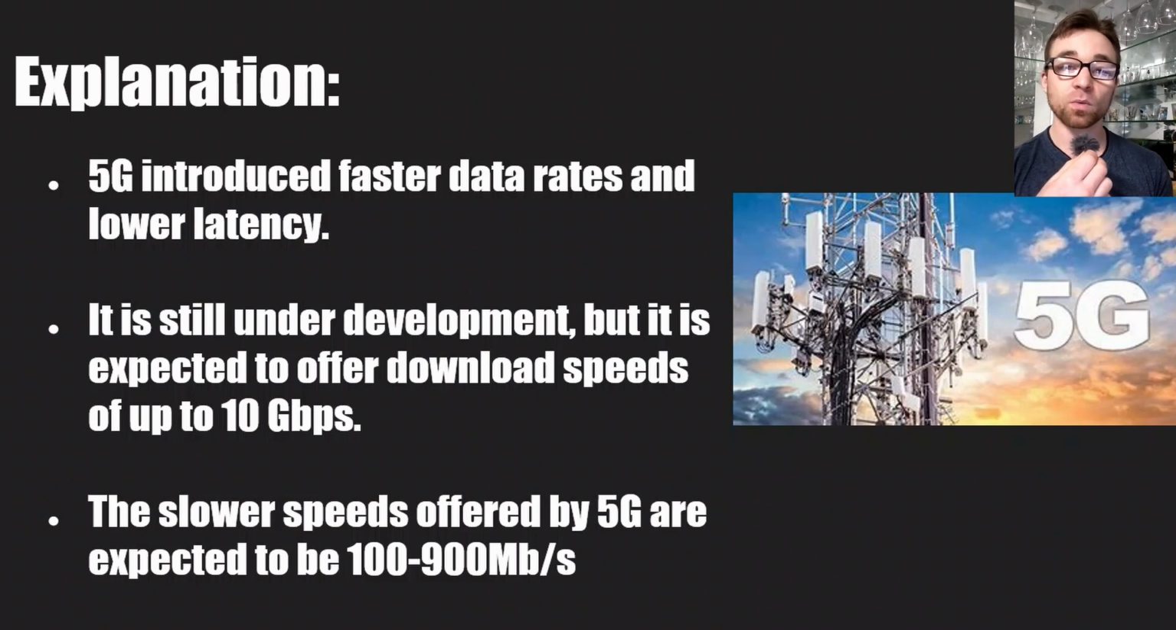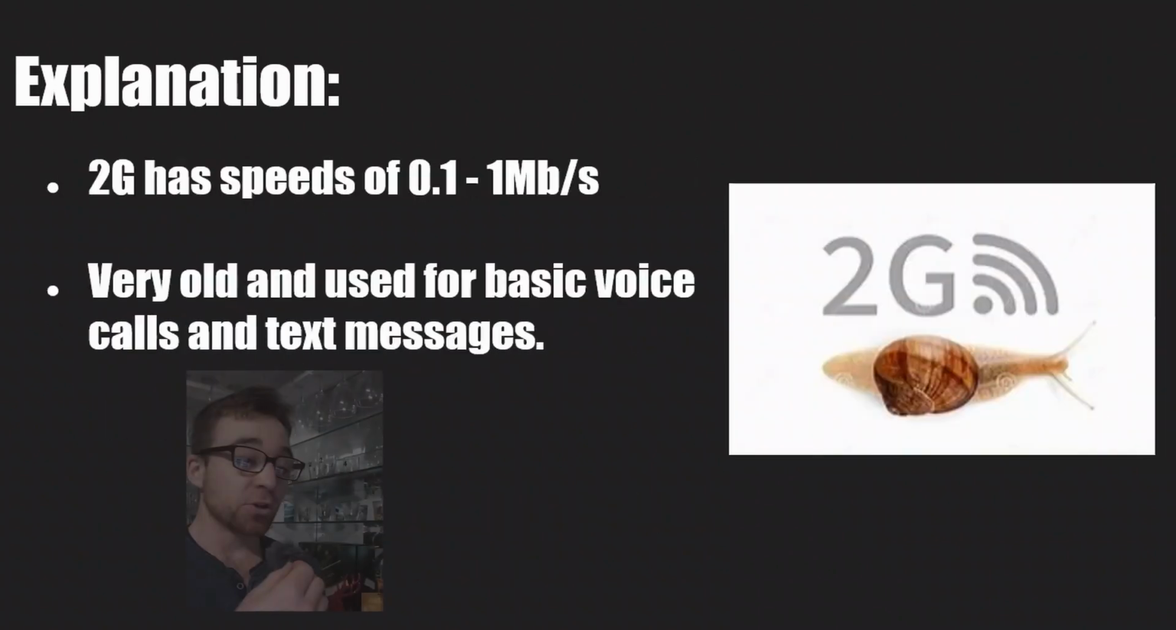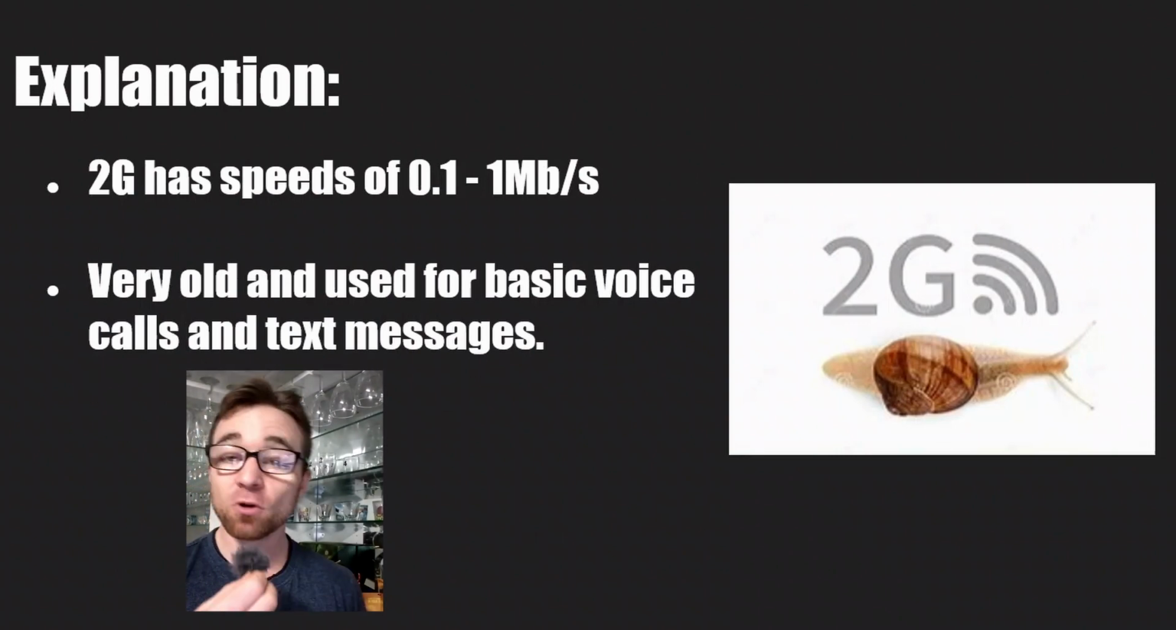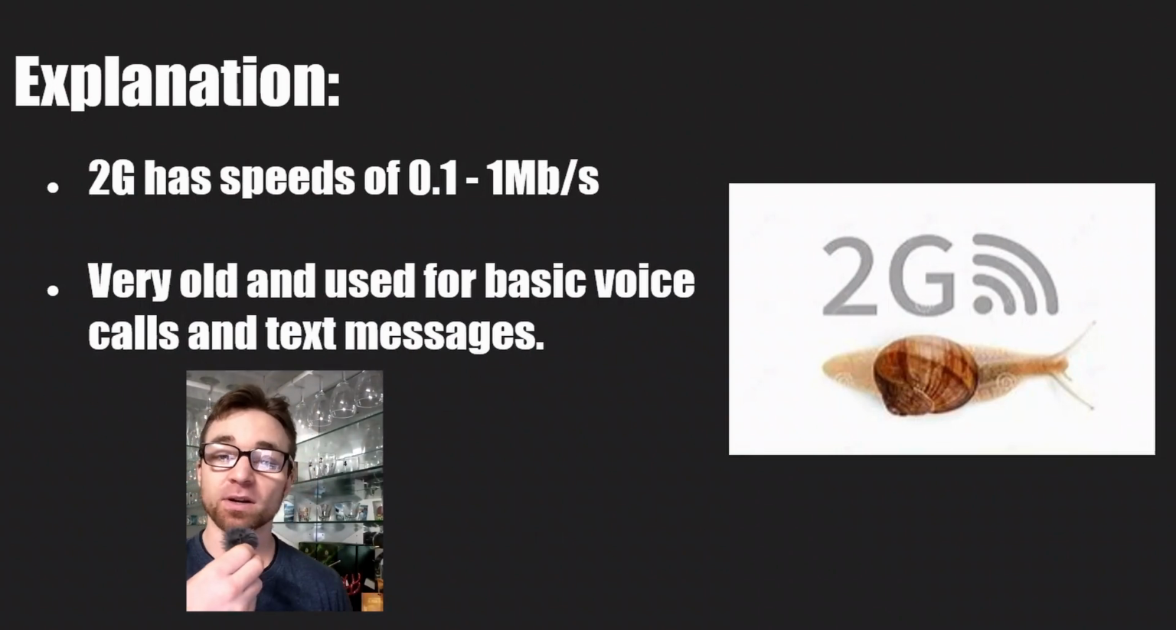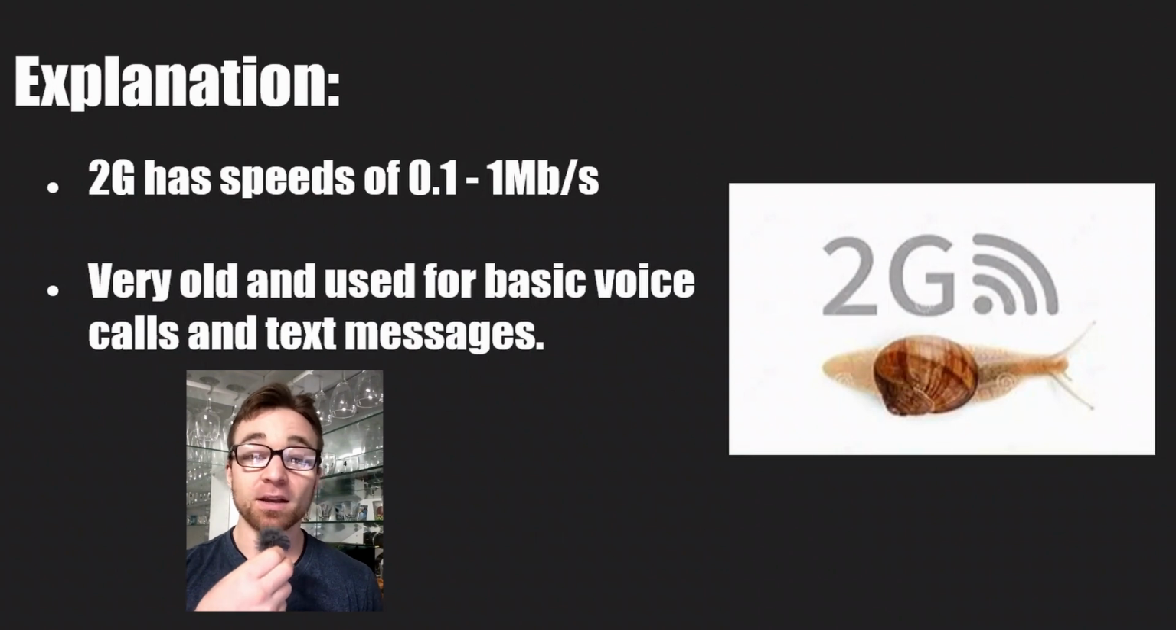So they're slower when compared to the 5G standard speeds, but they're still faster when compared to the speeds of previous generations. Now, let's go ahead and take a look at the other potential answers for that question. We have 2G, which has speeds of 0.1 to 1 megabits per second. As you can see, guys, with the snail on the screen there, that's very, very slow, particularly when we compare it to 5G that we just looked at.